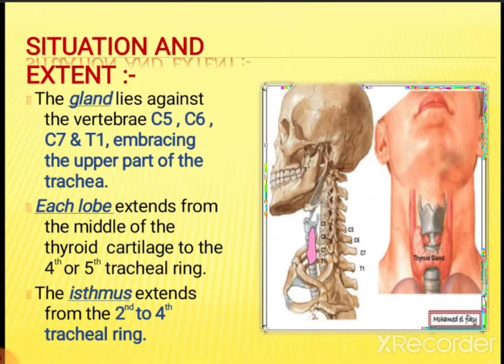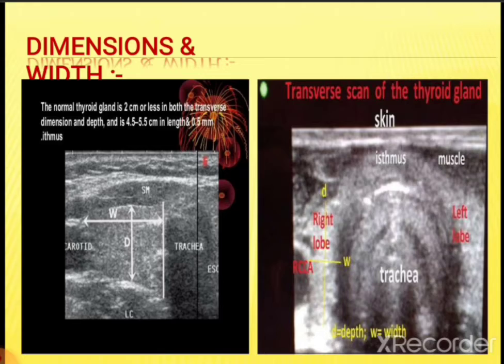The gland lies against the 5th, 6th, 7th cervical vertebrae and the 1st thoracic vertebra. It embraces the upper part of the trachea. Each lobe extends from the middle of the thyroid cartilage to the 5th or 4th tracheal ring. The isthmus, the connection between the two lobes, extends from the 2nd to the 4th tracheal ring.